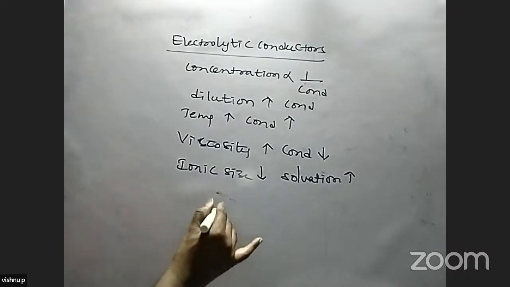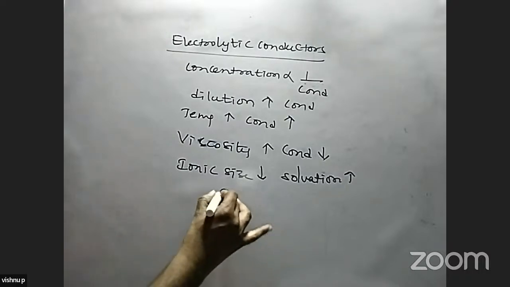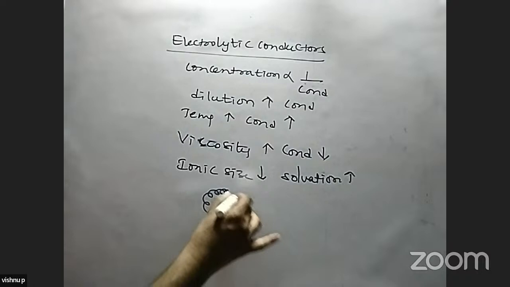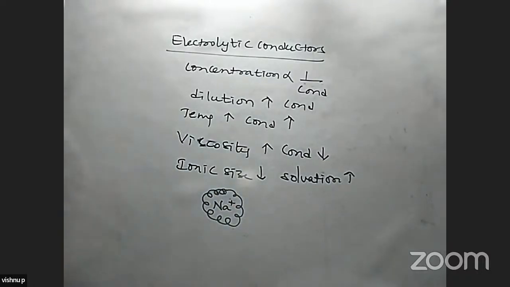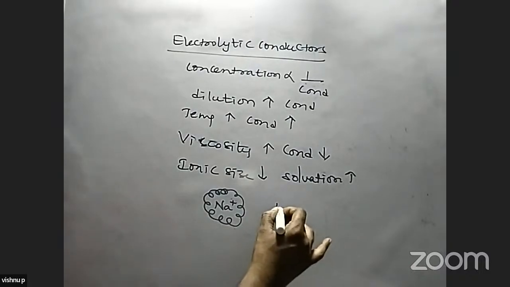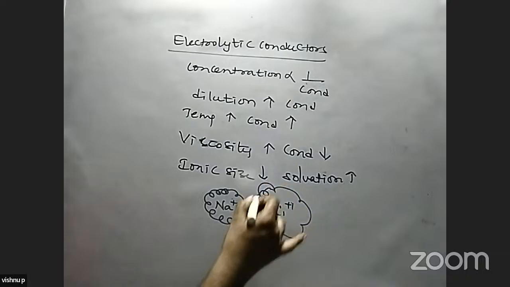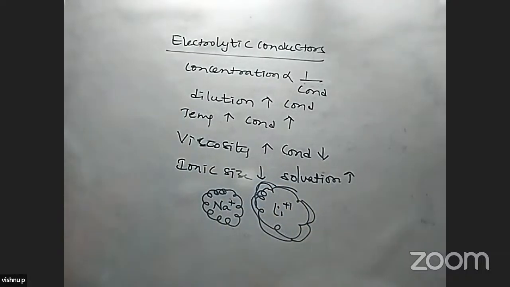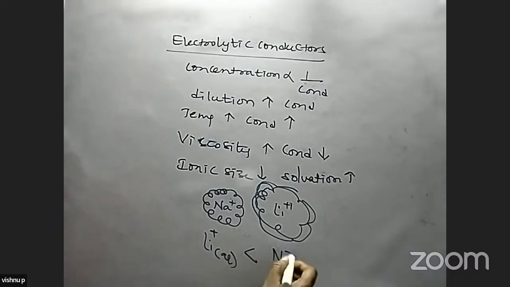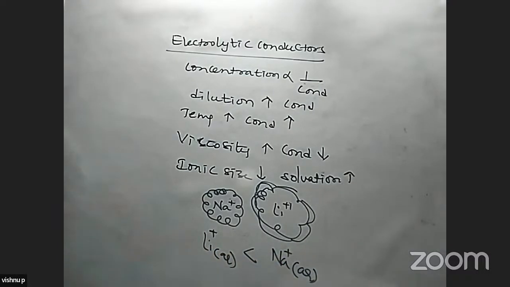One ion is surrounded by water molecules. This is called solvation, or hydration. It depends on the size of the ion. If you take an example, the lithium ion is small in size. The lithium ion is surrounded by more water molecules compared to sodium. So lithium conductivity in aqueous solution is less than the conductivity of sodium in aqueous solution.